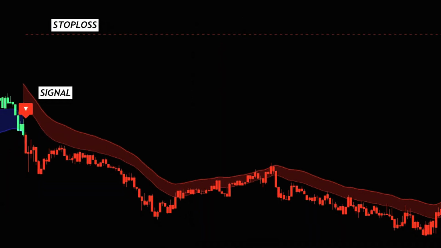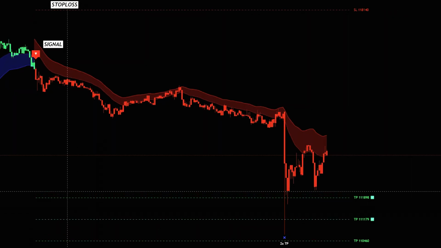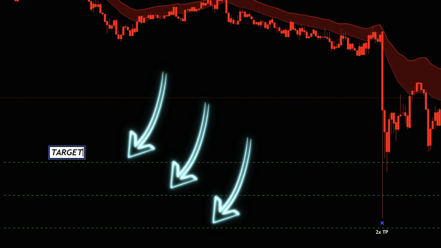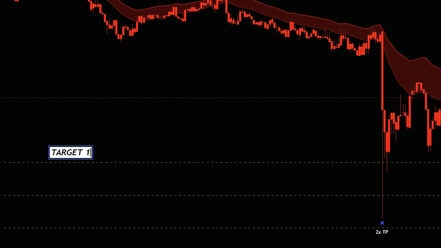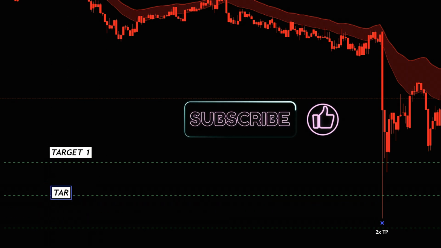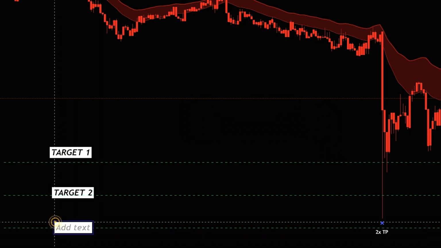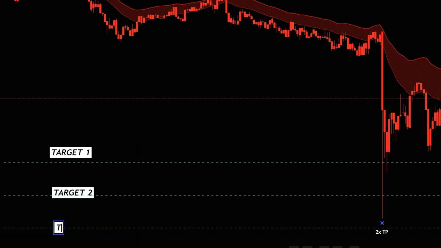Then if you look below the entry, you'll see these three horizontal lines. These can be used as different take profit zones. Maybe you take some profit at the first level, move your stop loss and let the rest run. The point is, you've got a visual plan for managing the trade from start to finish. You've got the entry, the wrong point, and the right points all laid out.